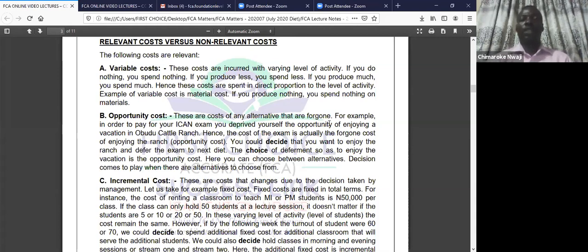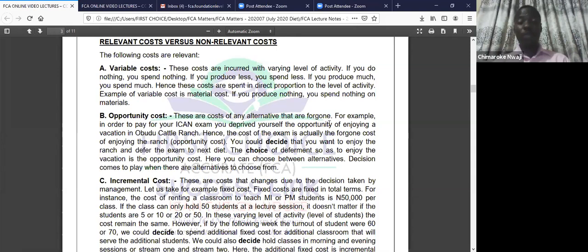So if your decision tells you that you should make 100 units of a production, you spend a particular cost. Now, if it tells you make 200 units, your costs are going to increase. So this will affect your decision. So variable costs are important.